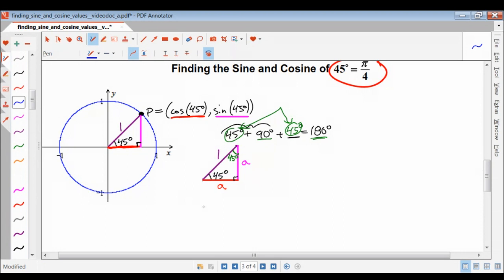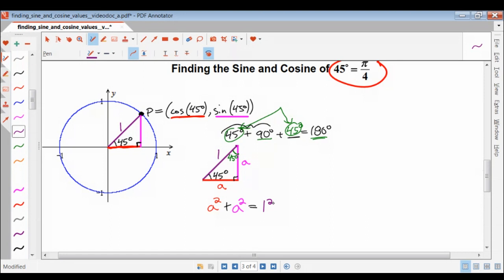Okay, well now what we can do is use the Pythagorean theorem to solve for A. Recall that the Pythagorean theorem tells us that the sum of the squares of the two shorter legs equals the square of the longer leg. Why don't I just write it out? So a squared, the red stick squared, plus a squared, the pink stick squared, must equal 1 squared, the hypotenuse squared, the longest stick in the triangle.